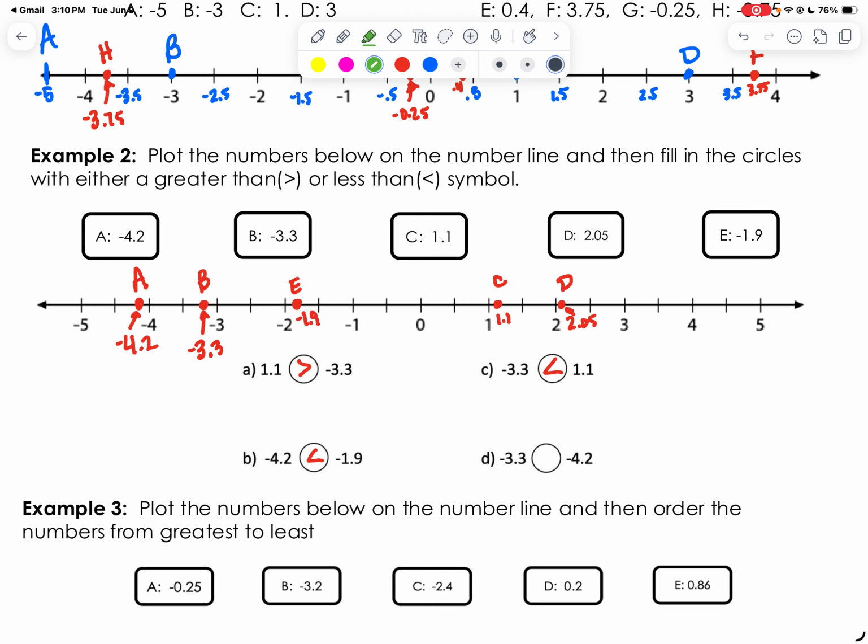All right, welcome back. Let's see. We compared negative 3.3 to negative 4.2. So because negative 3.3 lies to the right of negative 4.2, it is greater. So negative 3.3 is greater than negative 4.2.